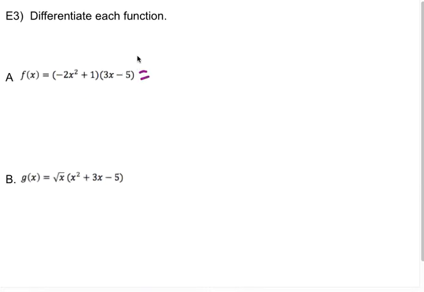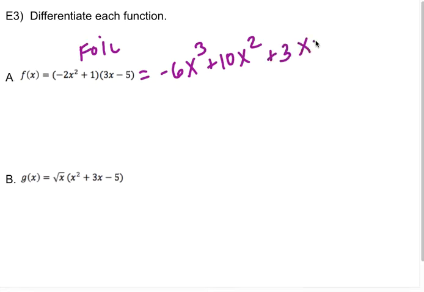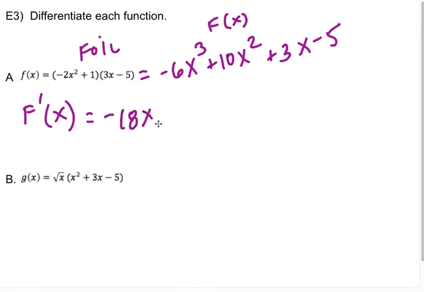Before we can differentiate this, I have to FOIL. So first would be a negative 6x cubed. Outer is going to be a plus 10x squared. Inner is going to be a plus 3x, and last is a minus 5. So this is still f of x. This is not f prime. So now my f prime of x, notice how I don't say they're equal at any point, would be a negative 18x to the second plus a 20x plus a 3. The 5 would differentiate away to 0, just like we saw.